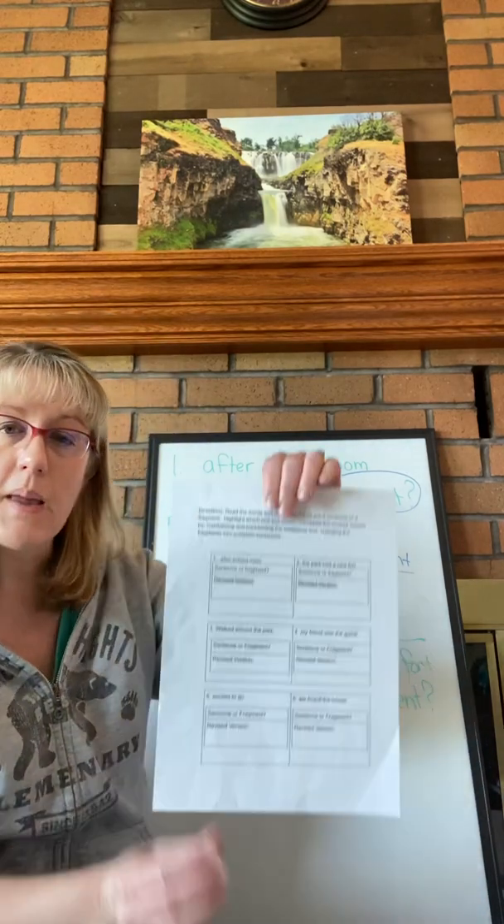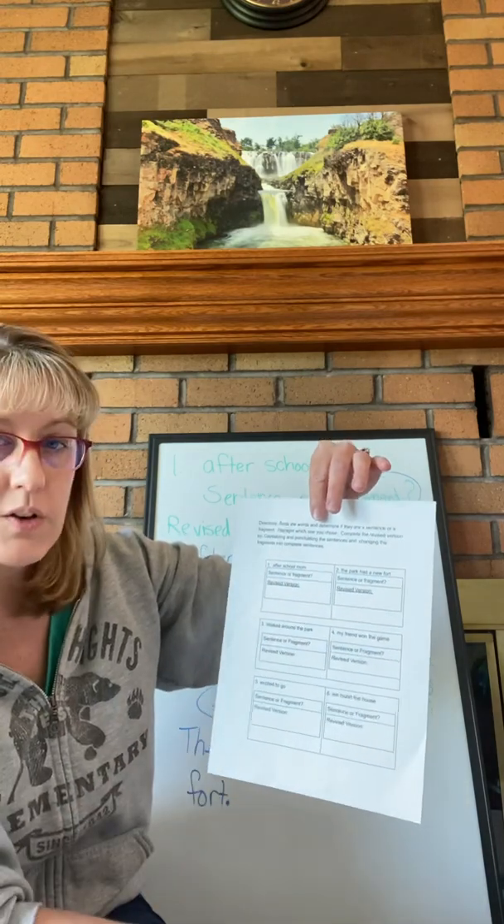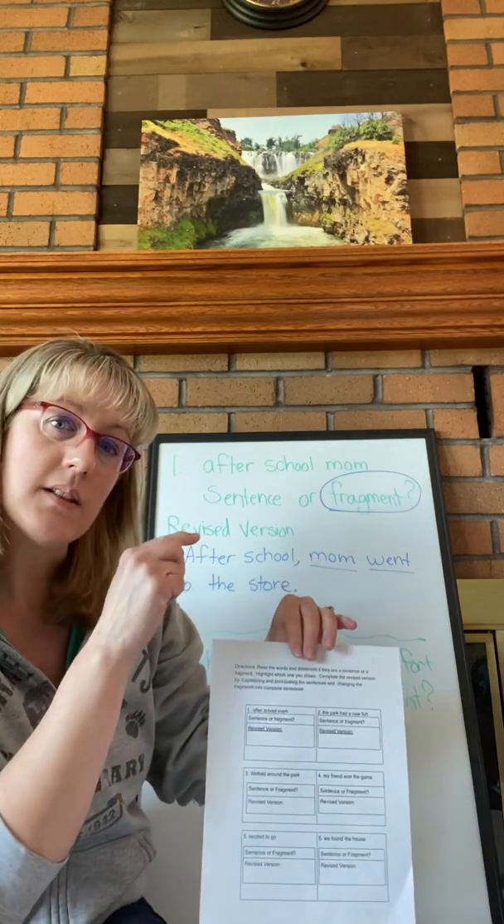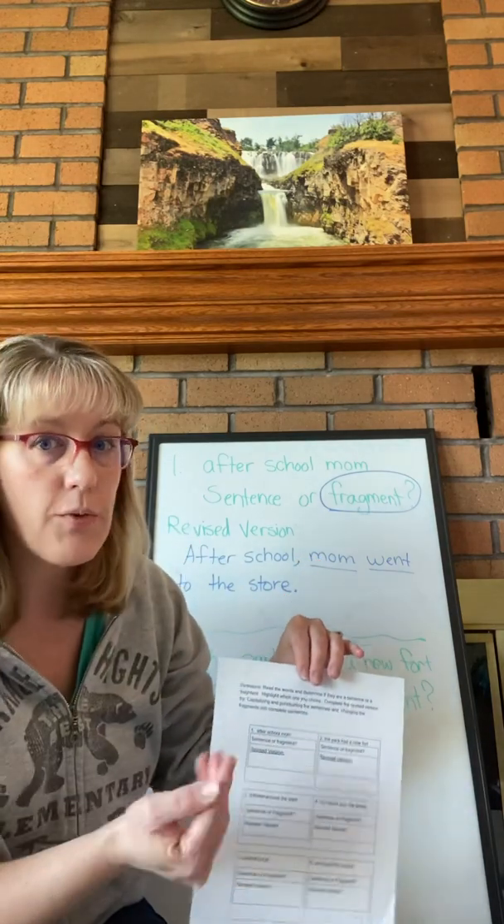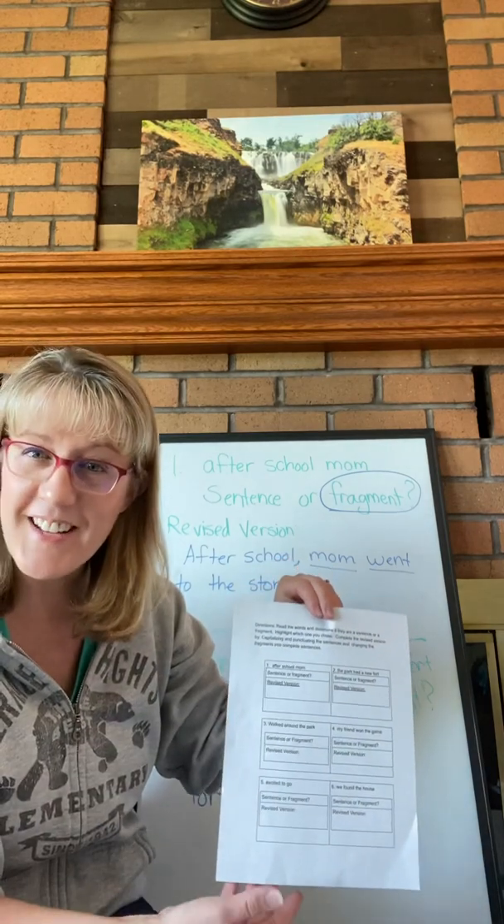So again, this is the paper from Google Classroom. You can type it here where it has the revised version, or you can just take a piece of paper, write 1 through 6, and write S for sentence and F for fragment, and then rewrite the sentence for us, and then snap a picture and email it to your teacher.